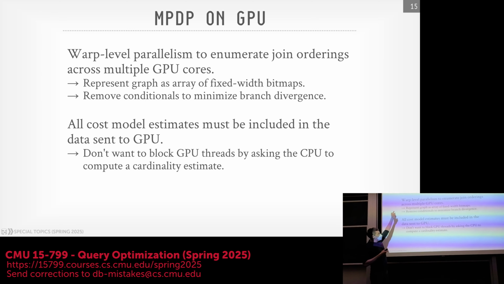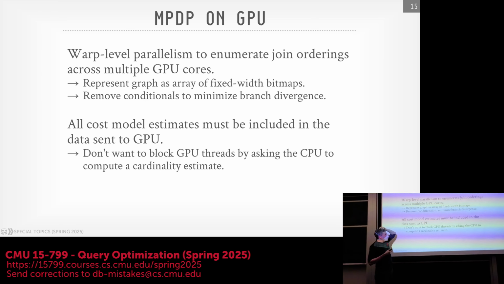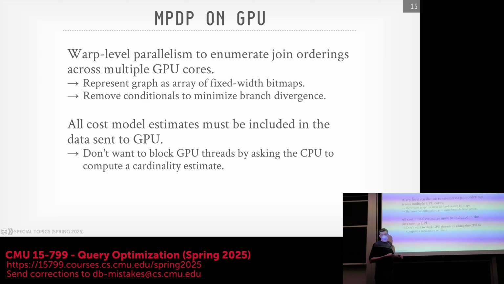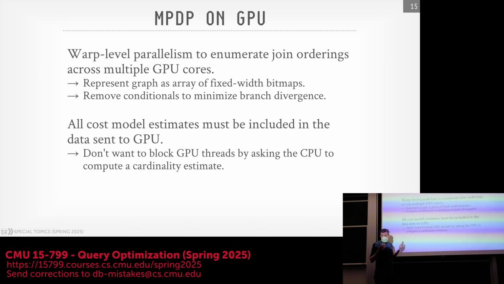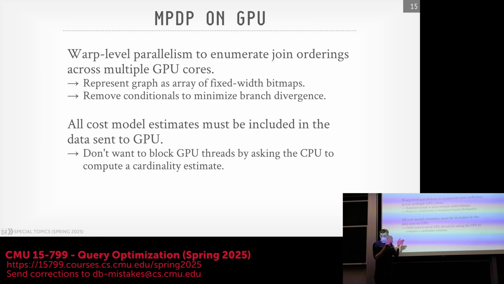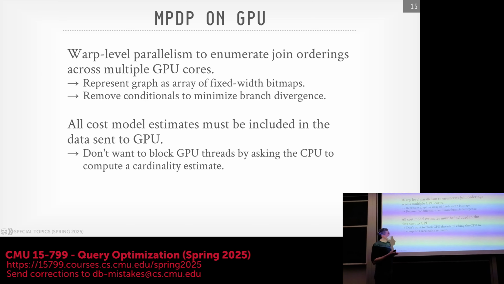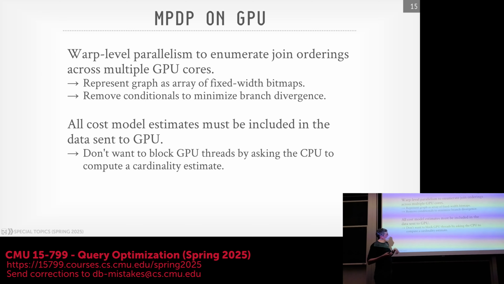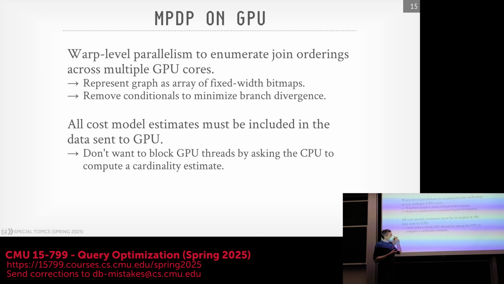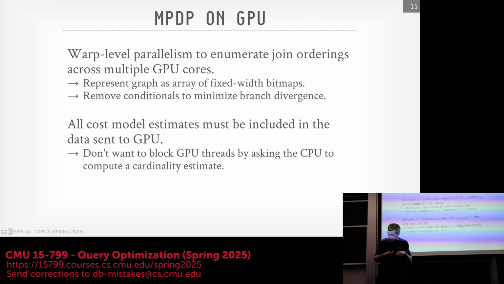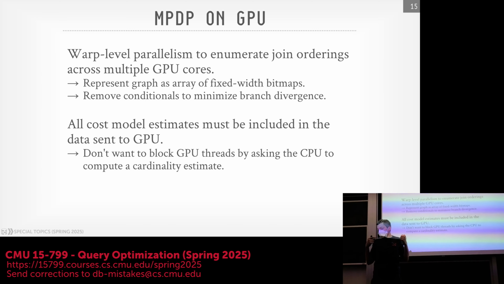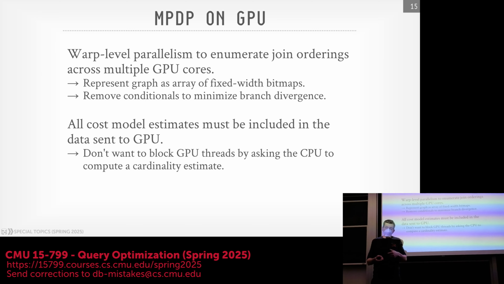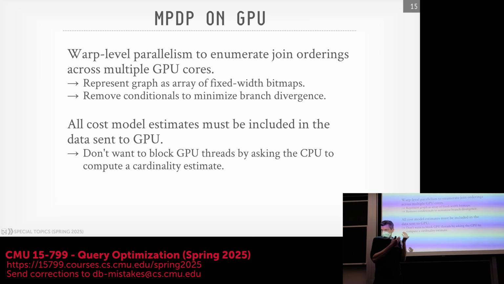So they're going to do the same trick we talked about last class, where you represent the join graph as just an array affixed with bitmaps. That's great because GPUs don't like variable length things. If you know exactly the offset of stuff, you can jump to it very quickly. And as I said, they remove all the branches and conditionals to get rid of the branch divergence. Another thing they don't talk about, but is in the paper that they cite, is that you can't have the GPU threads, as you're doing this join enumeration, call back to the CPU for any additional information.